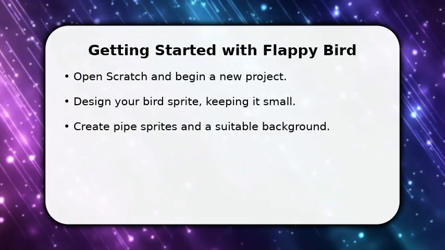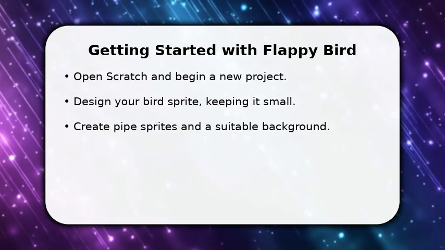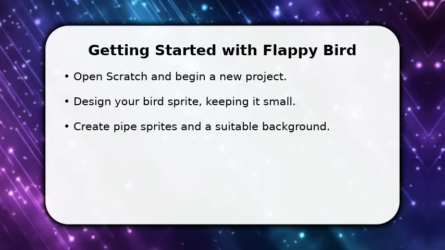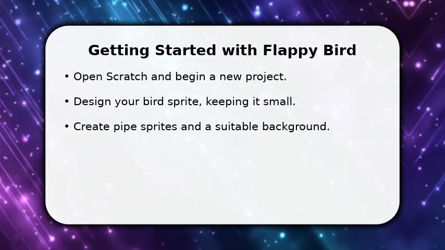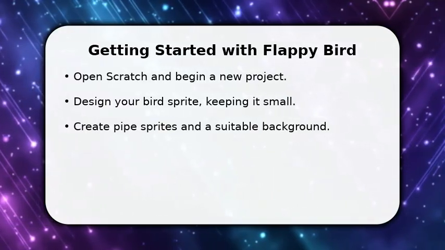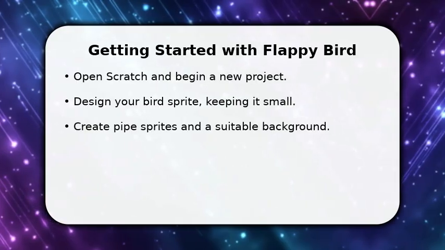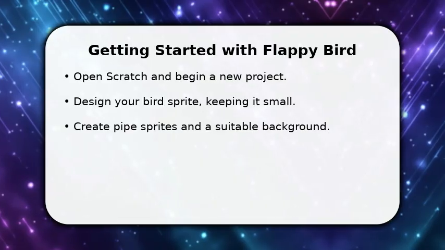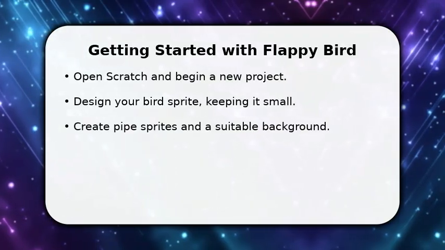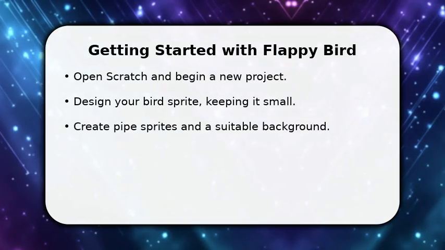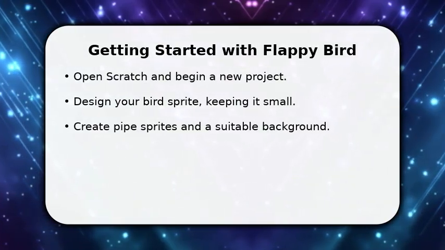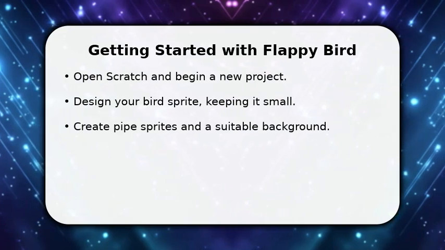In this video, I will show how to create a Flappy Bird game in Scratch. First, open Scratch and start a new project. You'll need to design your main character, the bird, ensuring it's a manageable size, perhaps around 20 to 30% of its original scale. Next, create two distinct pipe sprites, one for the top and one for the bottom, and a simple background to set the scene. This initial setup is crucial for building the game's foundation.